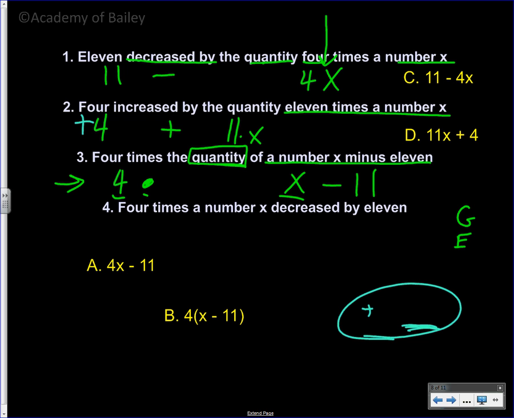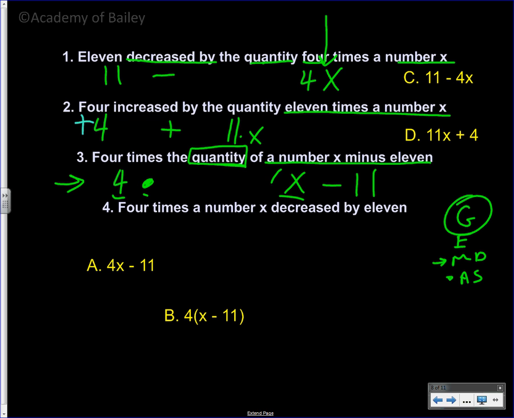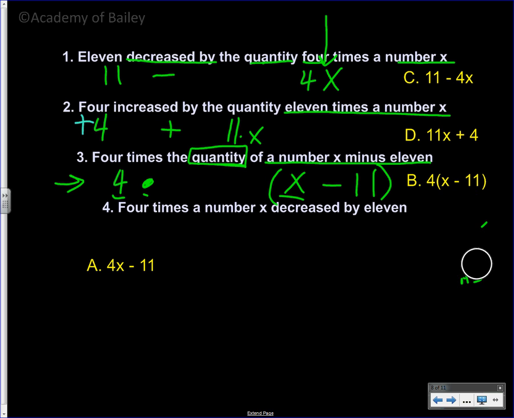Well, think about what we have here. See, multiplication is coming before subtraction, so can we do something else to make x minus 11 happen first? How about what we do first, grouping symbols? So therefore, you put parentheses around it. And you see, it looks much cleaner there.